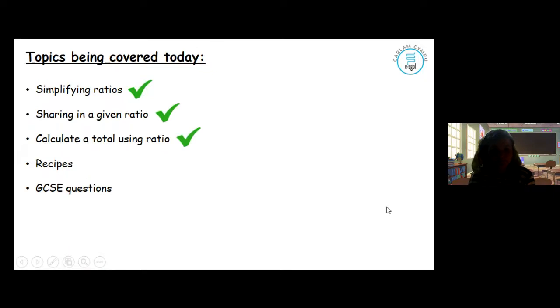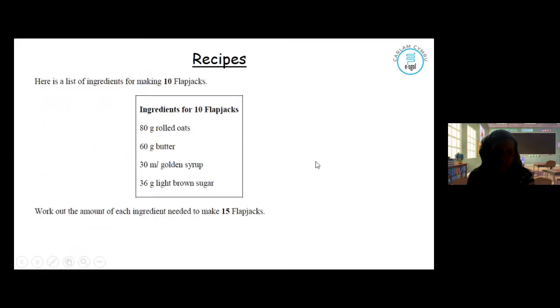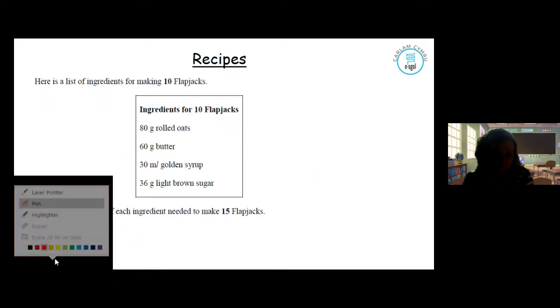Okay then, so we've now moved on. The next section, which is related to ratios and looking at proportion, is recipes. So here's the first question that we're going to go through. Here is a list of ingredients for making 10 flapjacks.